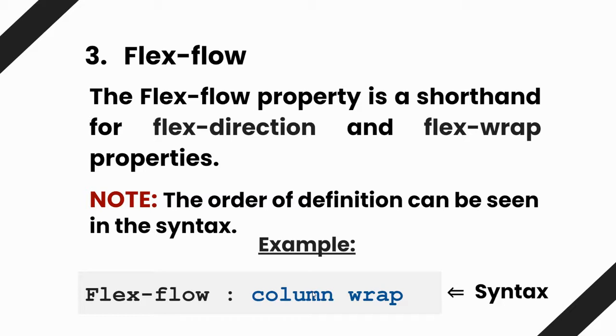And a quick note, the order of definition for the flex flow actually begins with the flex direction and then the flex wrap. So we can see in the example we have below, in the syntax, the flex flow is assigned two values, the column value and the wrap value. Now the column value is a flex direction value and the wrap is a flex wrap value. So this would actually save time in terms of defining the flex direction and the flex wrap of a flex container. So let's move on.